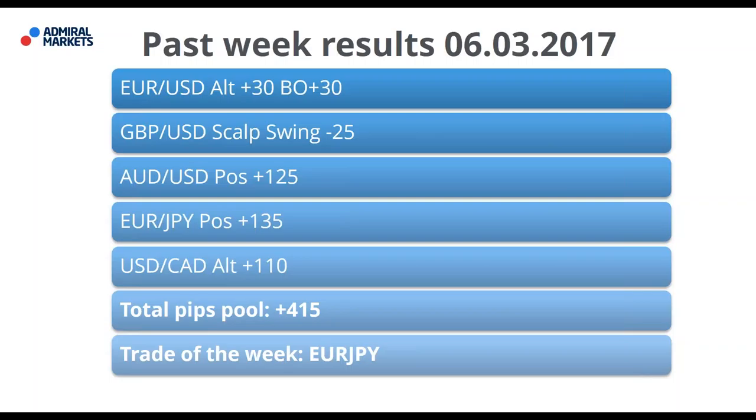Total pips pool for the previous session recap was 415, and the trade of the week was euro yen. I might say it was euro yen simply because I was thinking about Australian dollar. But euro yen was a little bit better, I need to say, just because it almost had no drawdown and it provided even more than 135 pips. But you will see what actually happened.